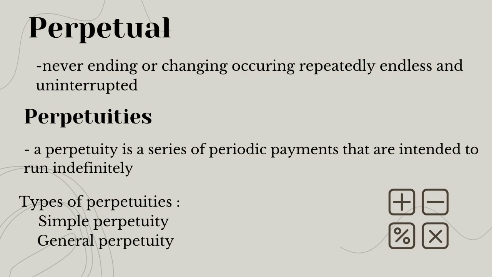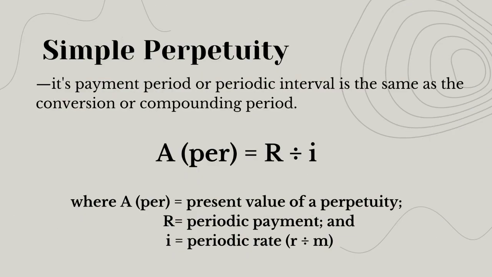A perpetuity is a series of periodic payments that are intended to run indefinitely. There are two types of perpetuities: the simple perpetuity and the general perpetuity. But in this video, we will just focus on the simple perpetuity. So what is a simple perpetuity? Its payment period or periodic interval is the same as the conversion or compounding period. So this is the formula for simple perpetuity.